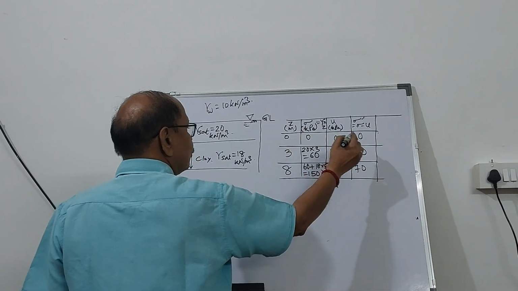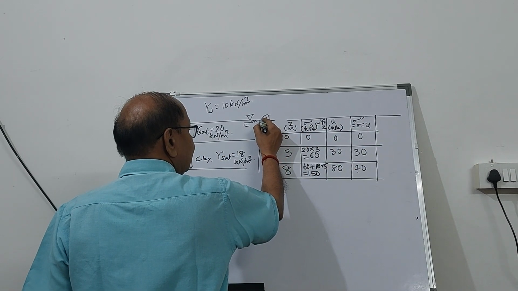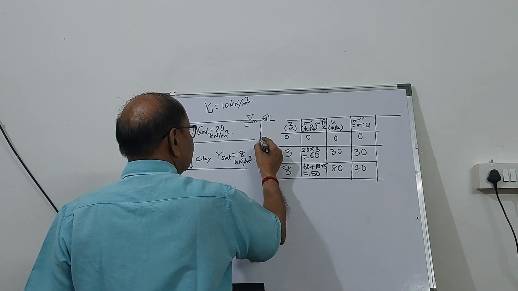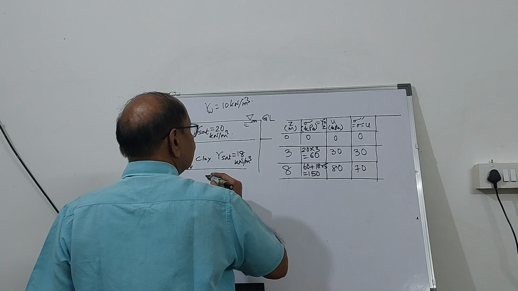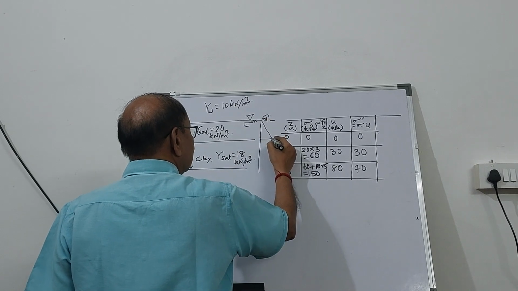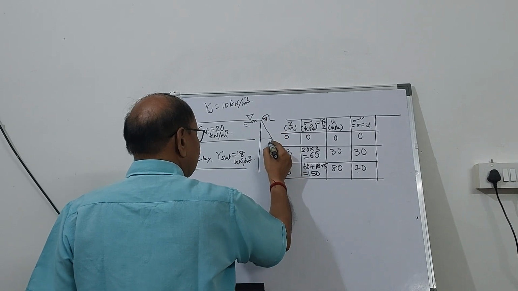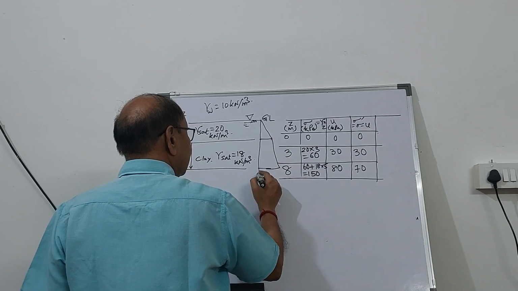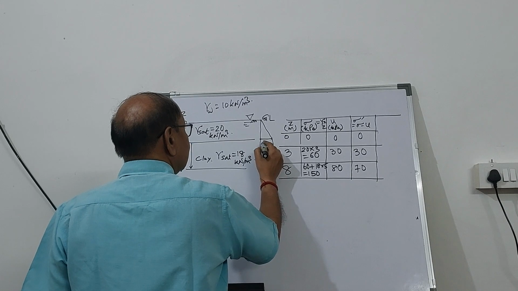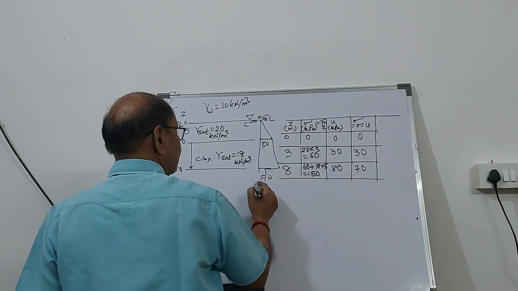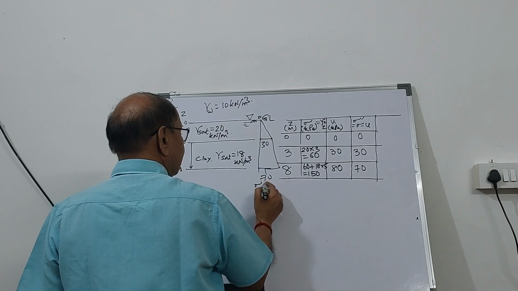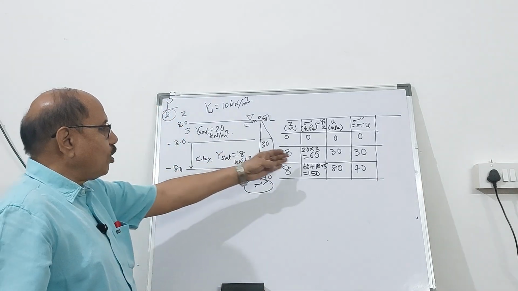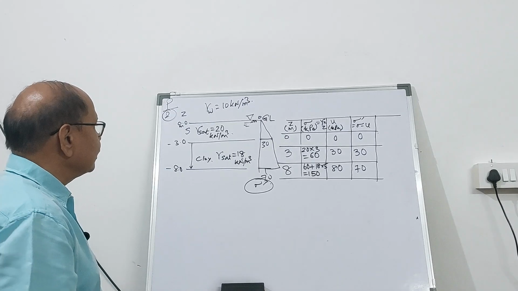So the variation of effective pressure is going to be 0 here, and then it becomes 30 here. So at this level, 3 meter, it becomes 30. And at this level, it becomes 70. So 70, 30, and 0. This is the variation of effective stress. Similarly, you can plot for total stress and all those things.